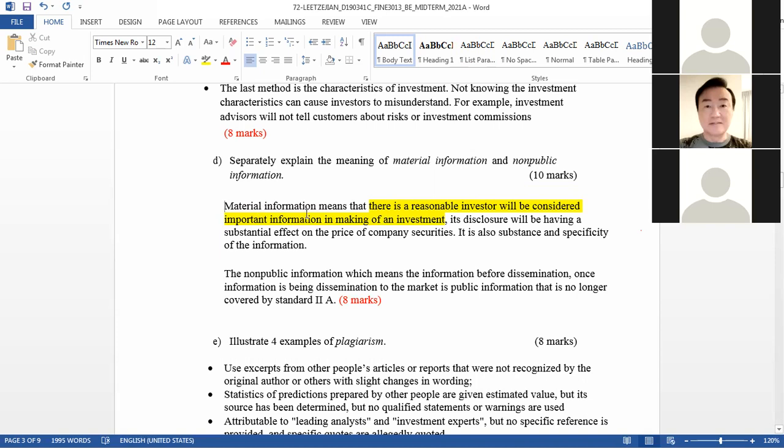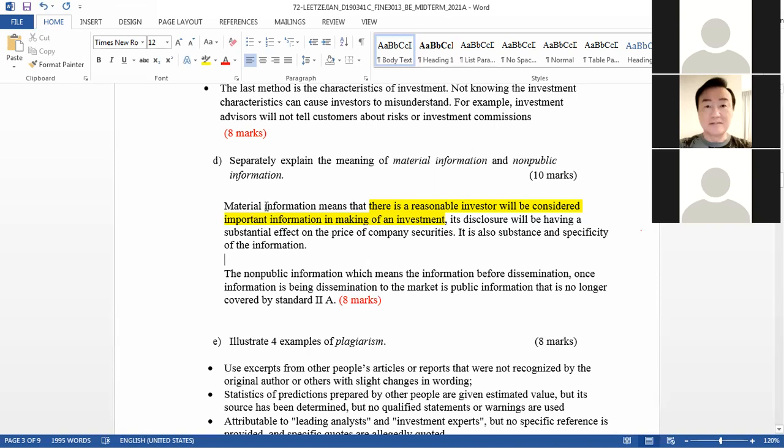Material information means that there is a reasonable investor who will consider important information in making of an investment. Right. I know what you're trying to say, but that means this reasonable investor will be considered important information. Right. Material information is any information that a reasonable investor will consider important in making an investment. Are you with me?